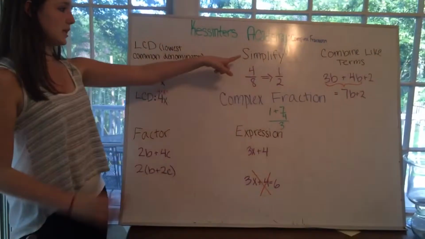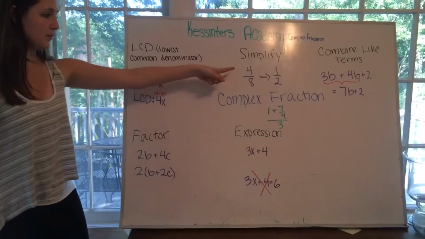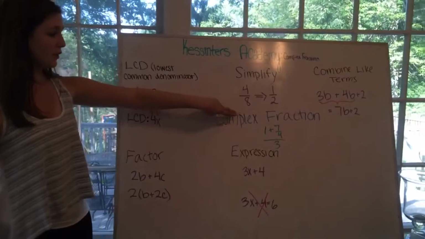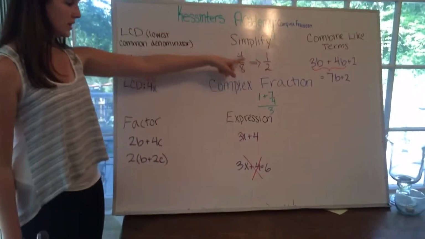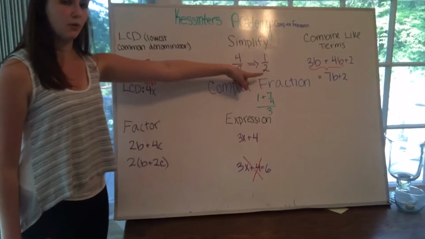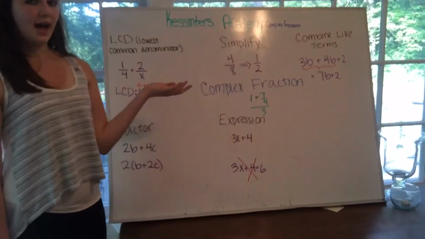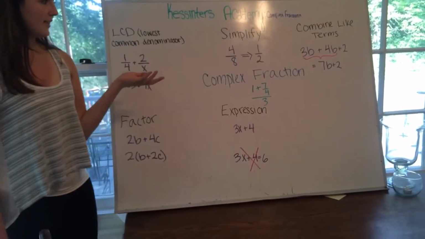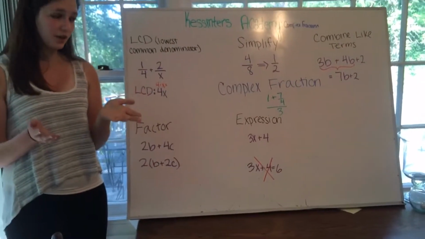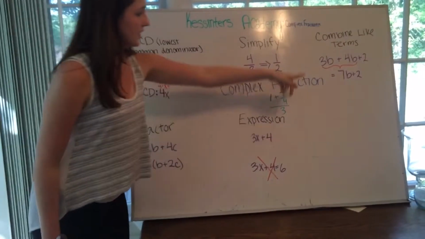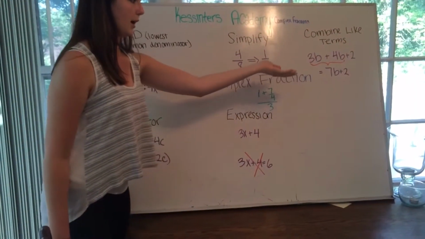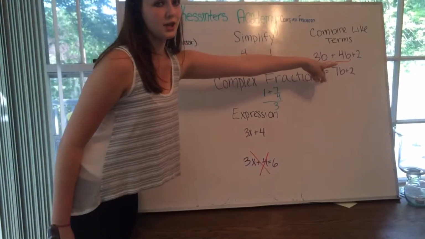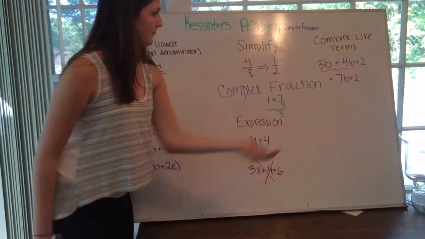The next term is simplifying. Simplifying is when you factor out a common term and you divide it out so that you can get the lowest possible fraction. For example, 4/8 simplifies to 1/2. Next, we have combine like terms. In this case, you want to combine any terms that are alike. For this one, we combined 3b plus 4b into 7b because they were the same kind of term. You couldn't combine 2 because it didn't have a b.